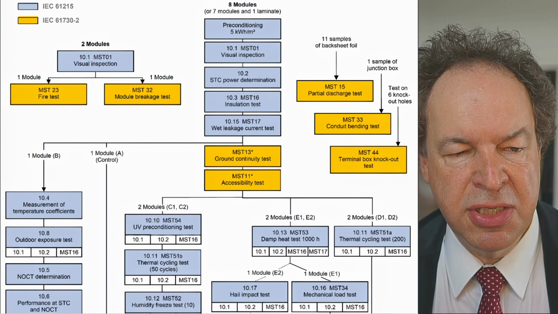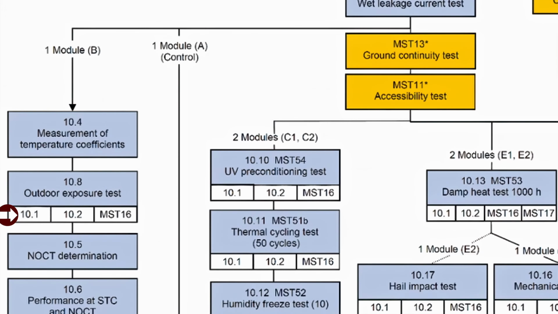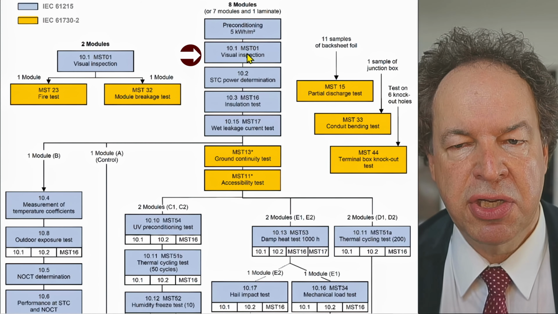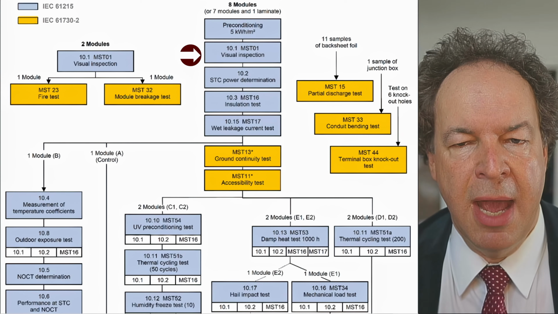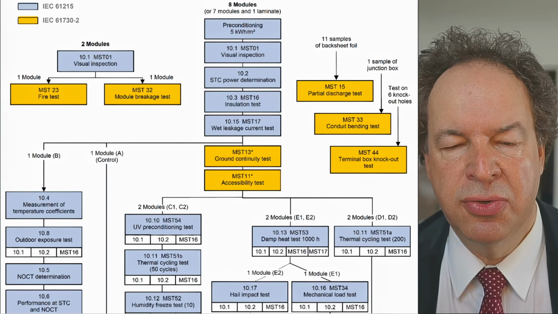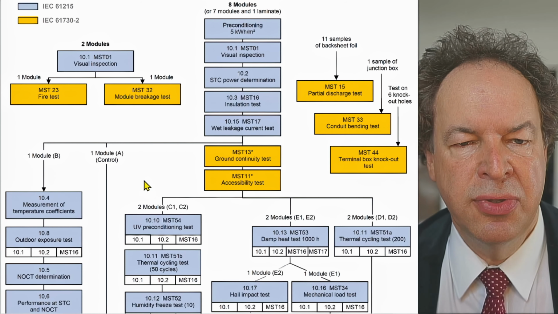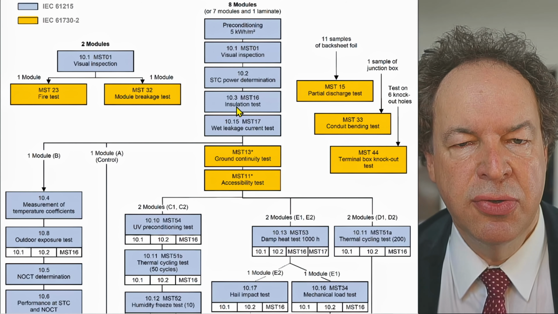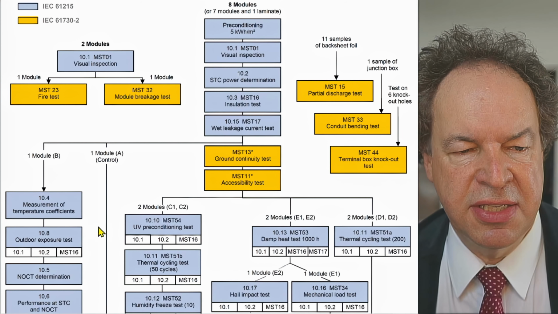And then you see there's a small rectangle here, 10.1, 10.2. That means that you again carry out the 10.2 test. You do again a visual inspection and see whether something is happening, whether something is broken or some extraordinary issues are there. And then you do the MST 16 test. That means you do a dry insulation test after that.